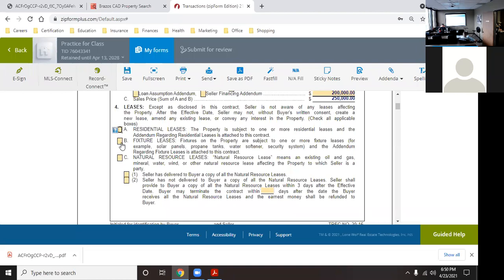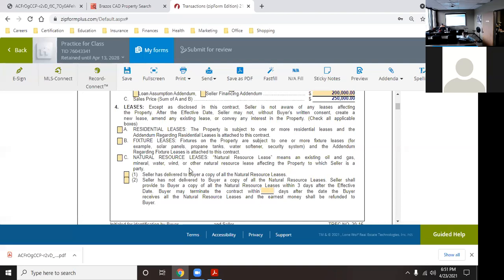Now these other two, fixture leases and natural resource leases, this would be something in the sense of, let's say you have a water softener on the property, but it is not yours, you are leasing that water softener. There's an addendum for fixture leases, and you would have to attach that to the contract. And then same thing with natural resource.